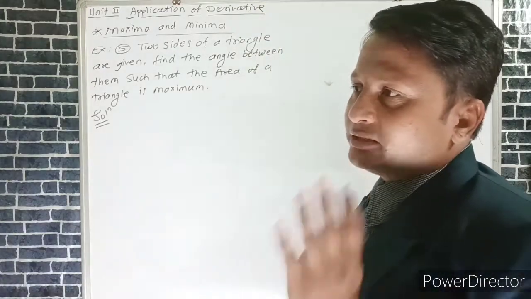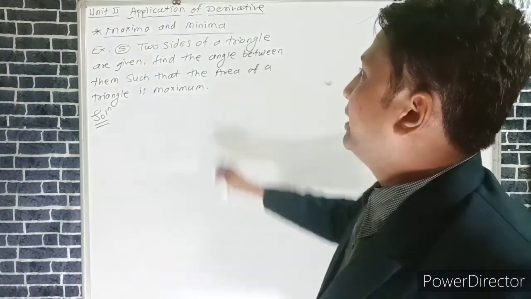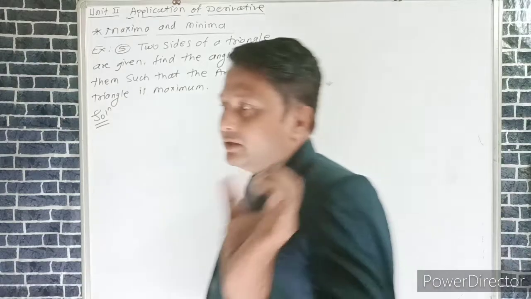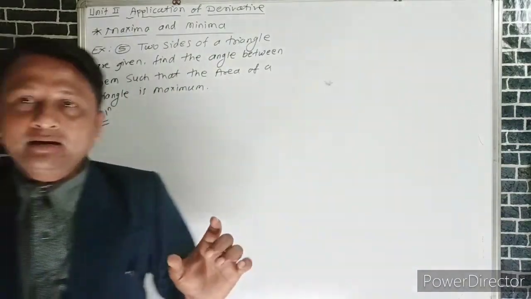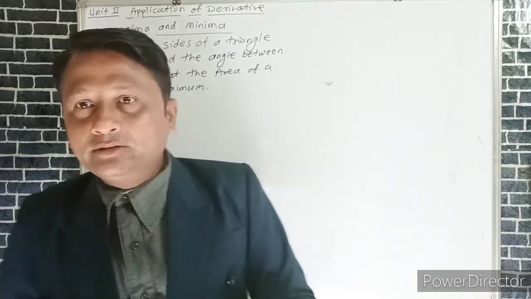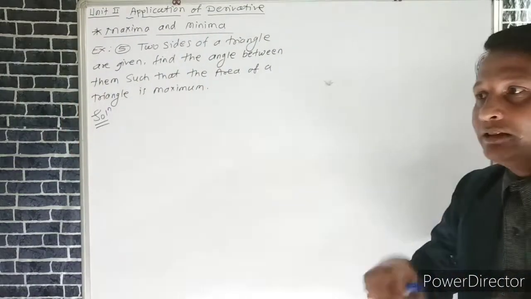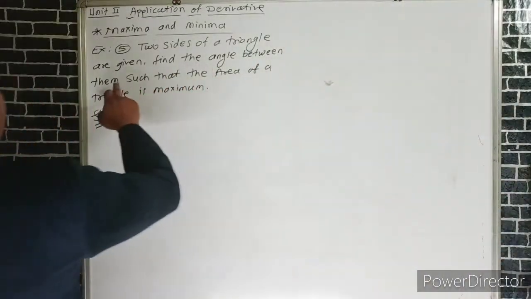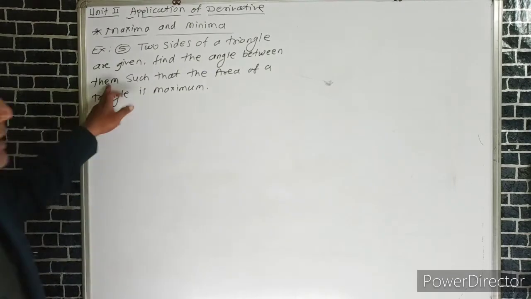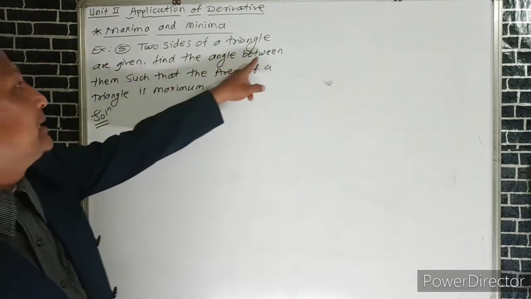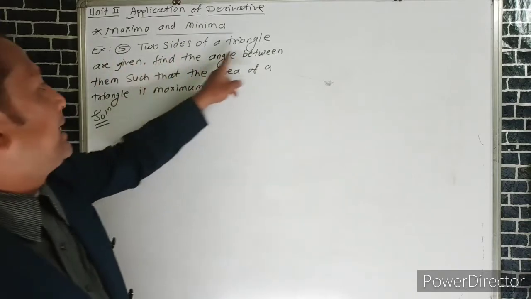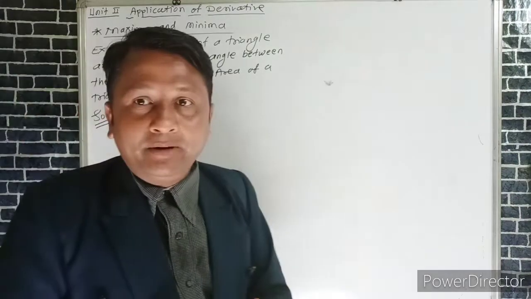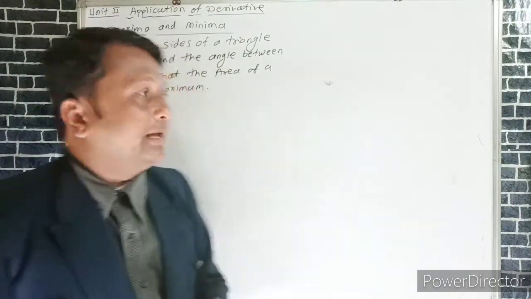So here is the next example, number 5, on maxima and minima. Two sides of a triangle are given. A triangle has 3 sides, and of these 3 sides, 2 sides are given. Find the angle between them such that the area of the triangle is maximum. We have to find the angle between these two given sides when the area is maximum.